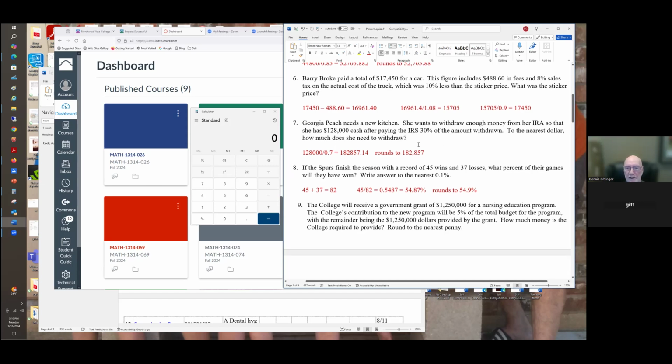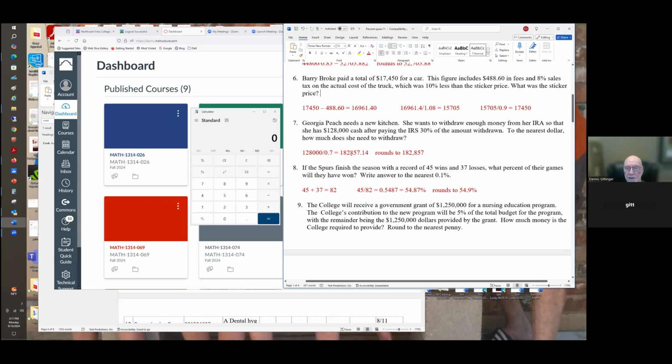Number 7. Another one of these. She wants $128,000 cash, but 30% of the amount she withdraws from her retirement account goes to the government. That is not 30% of her 128,000. Do not multiply 128,000 by 30% and add it on, because if you do, the government will get 30% of that. So you have to recognize that she is going to get the other 70%. So what is 128,000 70% of? I don't know. I divide it by 0.7, and the answer will get bigger than 128,000.